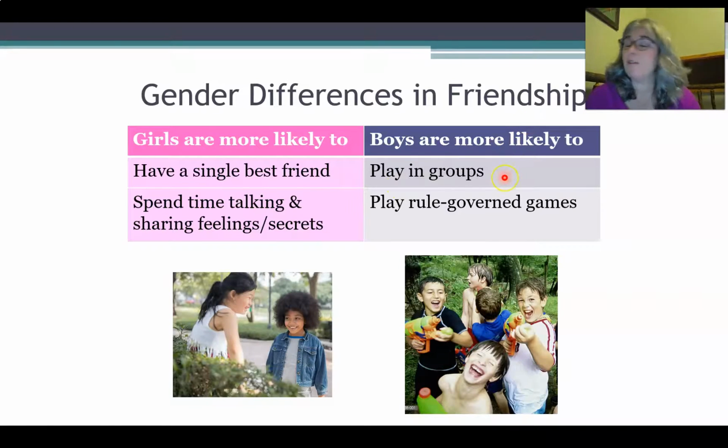Boys tend to have larger groups, so they have more than one person that they're friends with. And when they do get together, they don't spend time talking to one another. They tend to spend their time playing some sort of game. Some sort of rule-governed game, usually where, again, there is some sort of a winner or a way to win. So again, a big difference in their friendships and what they do with their friends.